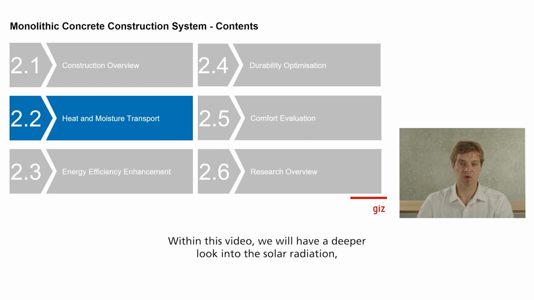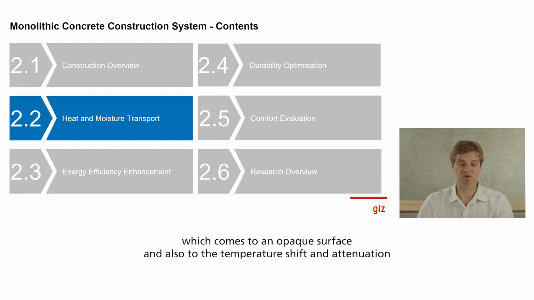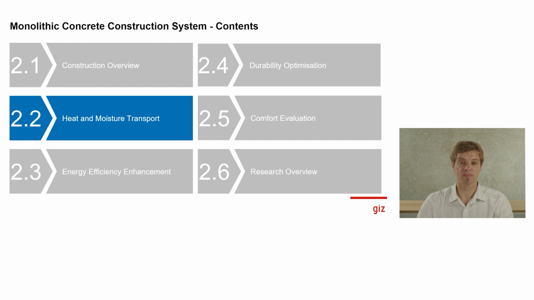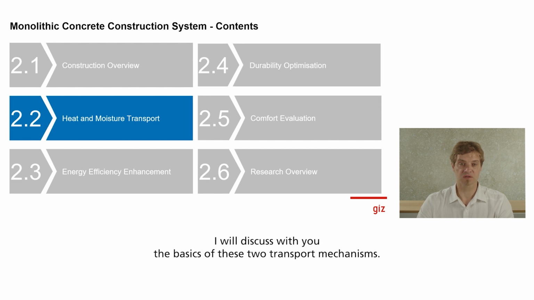Within this video, we will look deeper into the solar radiation which comes to an opaque surface, and also into the temperature shift and attenuation through a construction. I will discuss with you the basics of these two transport mechanisms, and in the end, we will implement them on the construction in RAJKOT, and we will see what changes if there is a dark or a light color on the outside, and what happens if we put an insulation on the outside or the inside of the construction.